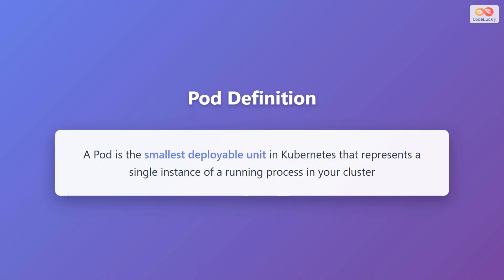So, what exactly is a pod? A pod is the smallest deployable unit in Kubernetes that represents a single instance of a running process in your cluster. Think of it as the atomic unit of deployment. You cannot deploy anything smaller than a pod in Kubernetes. Every application, every service, every workload you run will be packaged inside a pod. This makes pods the most fundamental concept you need to understand when working with Kubernetes.